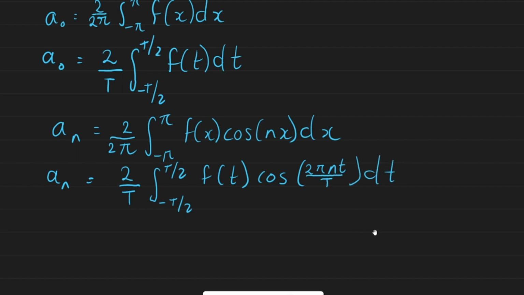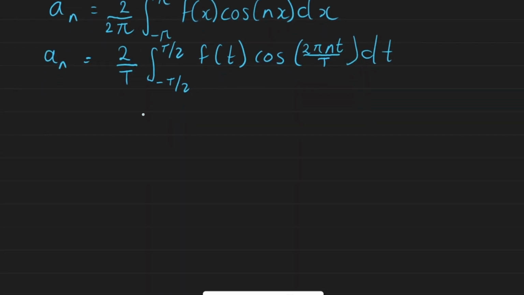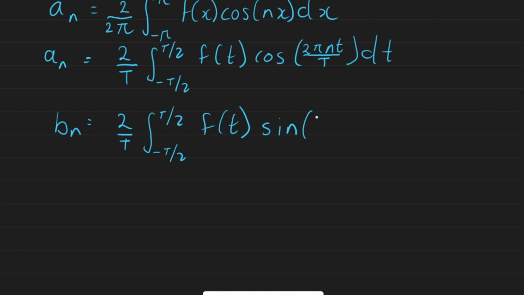And in the same way, we have bn. So bn will be 2 over T, the integral from minus T over 2 to T over 2, f of t sine 2 pi nt all over capital T dt.